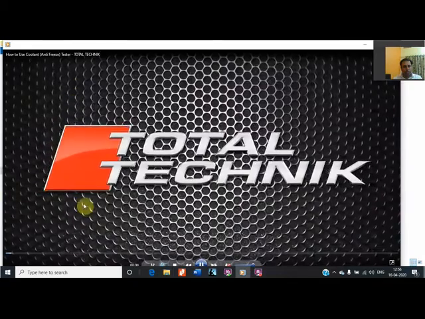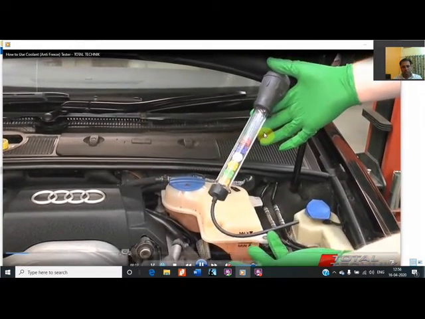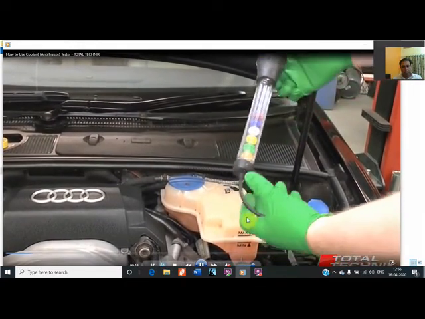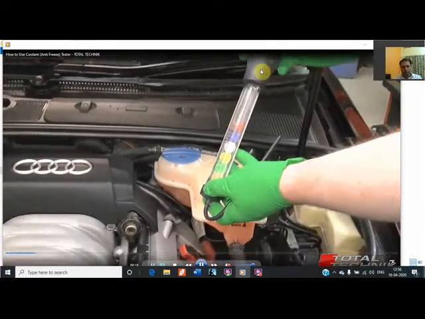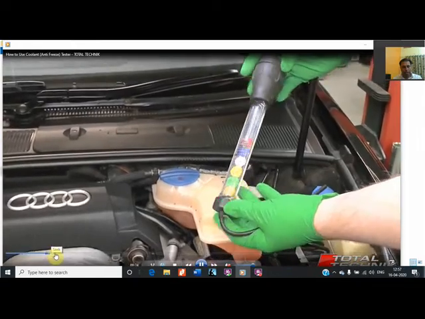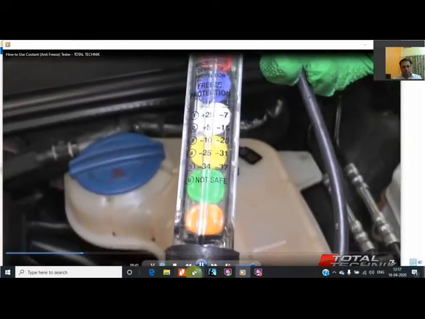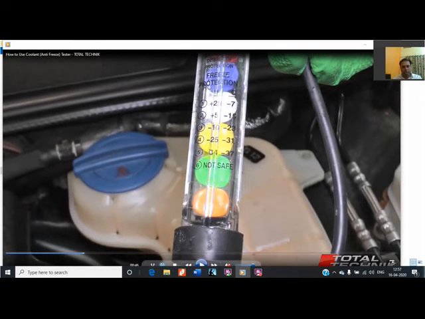So starting with the first video, this is the hydrometer they are using. The hydrometer is the same as the battery hydrometer, and the bulb is there. We have to press the rubber bulb and suck, and the coolant will be sucked inside it. They are showing the scale over here, where what they are showing is the temperature.